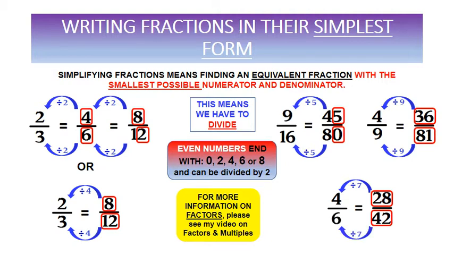And that would give us 4, 6. But now I notice that 4 and 6 are even numbers, so that's not the fraction in its simplest form. I need to reduce it further. And that means dividing by 2 again. And there's my final answer.